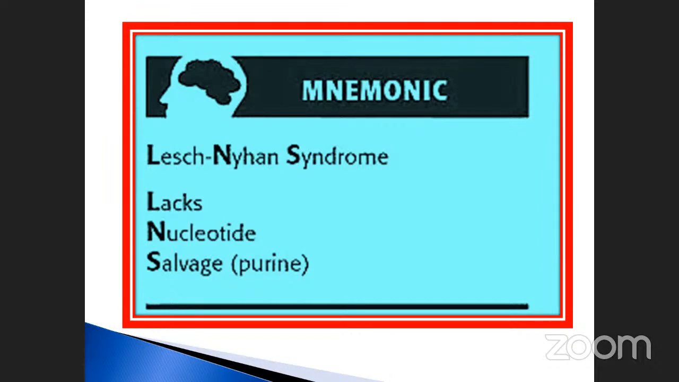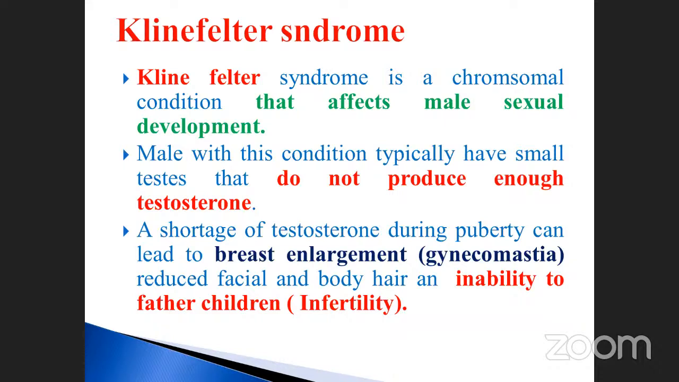What is meant by purine? Adenine and guanine are the purine molecules, isn't it? Pyrimidine: thymine and cytosine. Sorry, these are pyrimidines. So the purine content, if it is produced, will appear in the blood in the form of uric acid.